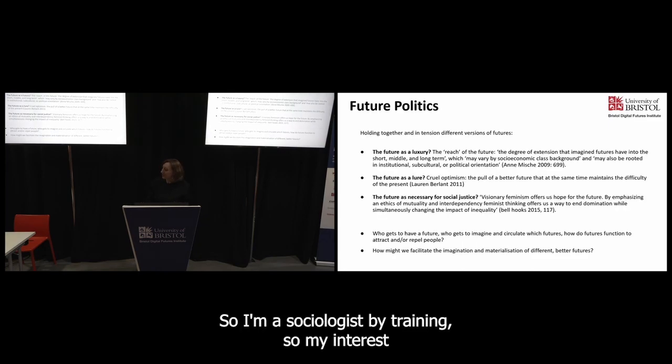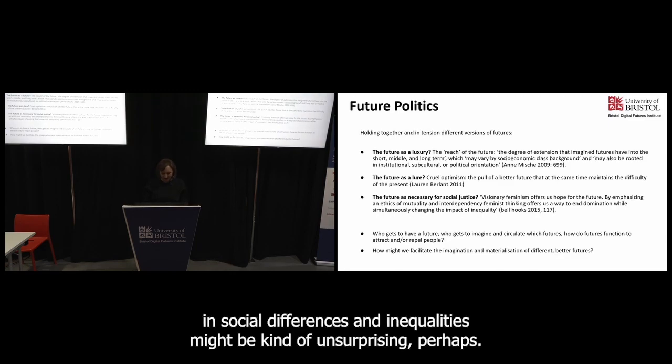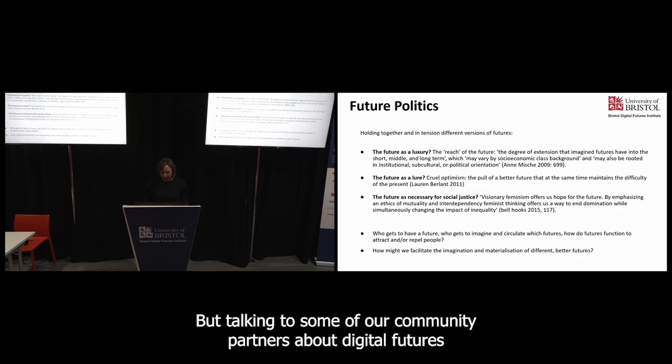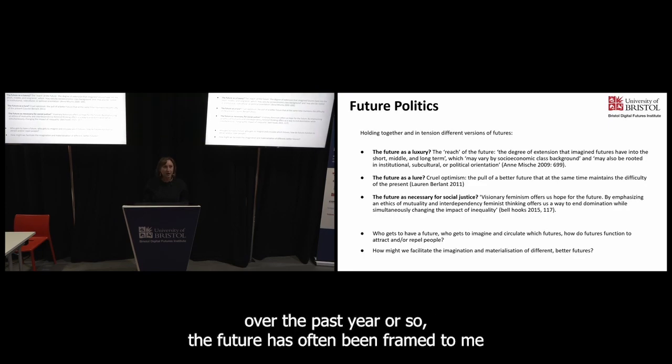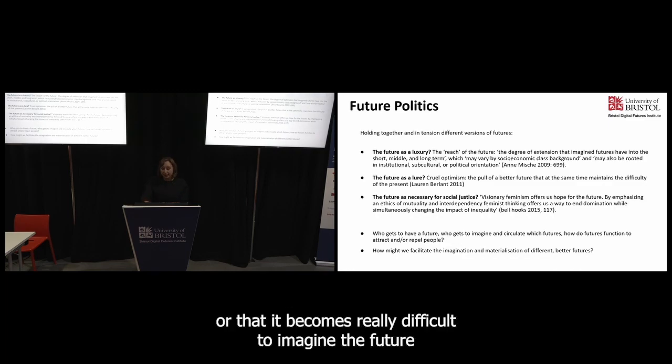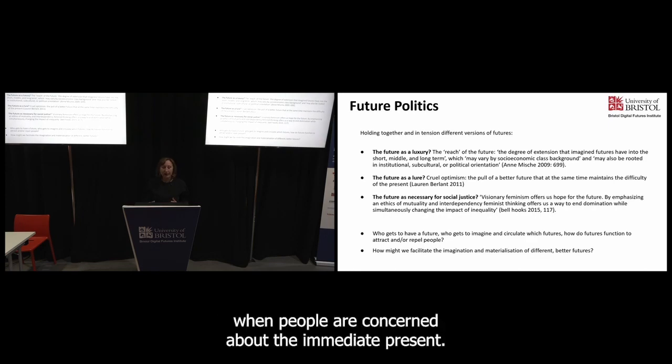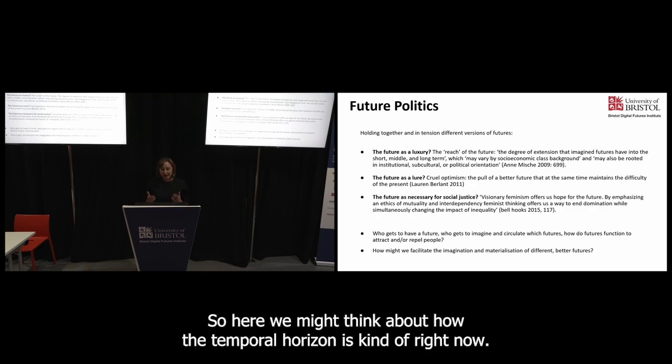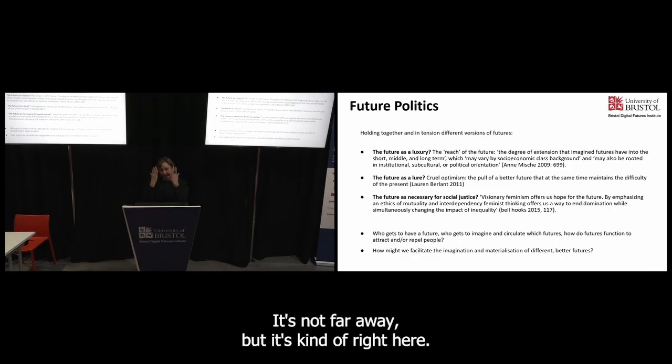I'm a sociologist by training, and so my interest in social differences and inequalities might be unsurprising perhaps. But talking to some of our community partners about digital futures over the past year or so, the future has often been framed to me as a luxury or a privilege. So that it's not possible, or that it becomes really difficult to imagine the future when people are concerned about the immediate present. So here we might think about how the temporal horizon is right now. It's not far away, but it's right here.